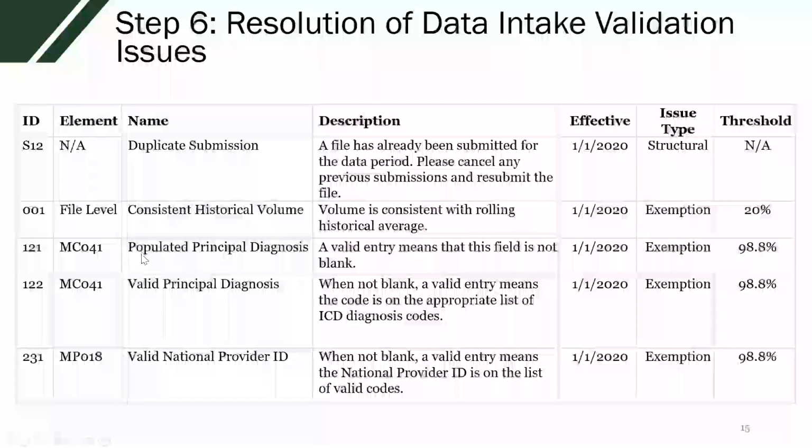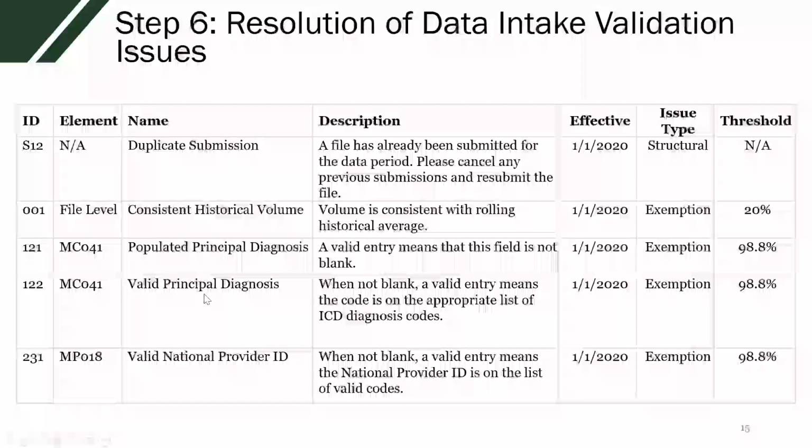The next few rules sort of demonstrate that most of the rules are going to be checking to determine if required fields are populated, and then if they are populated, that they're populated with valid codes. So for this example, we're checking to see if the principal diagnosis code is populated, and we're expecting it to be populated 98.8% of the time. If that's not the case, we need you to override it with an explanation.